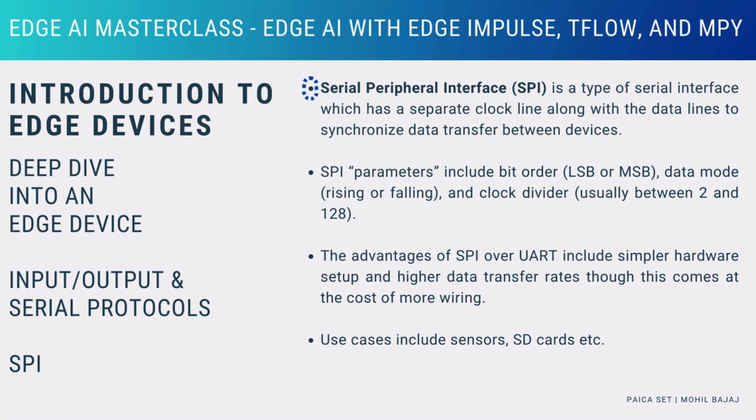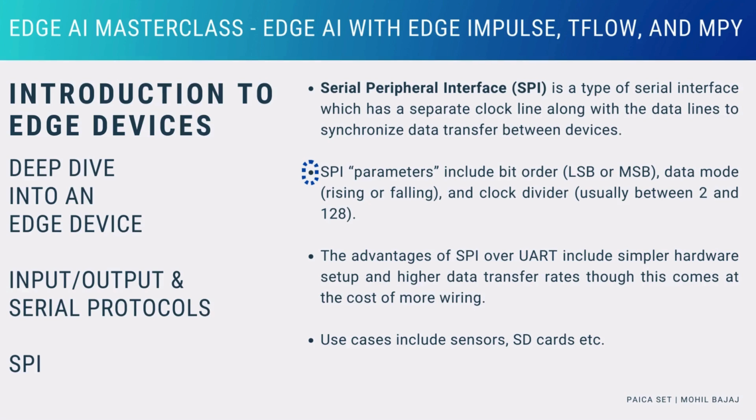SPI is a synchronous serial communication protocol that allows multiple devices to communicate in a controller-peripheral system. Like we saw in the previous video, serial interfaces transmit data bit by bit, which simplifies the wiring. Also, since SPI is a synchronous protocol, it has separate data and clock lines to synchronize data transfer between devices. This makes SPI highly reliable.